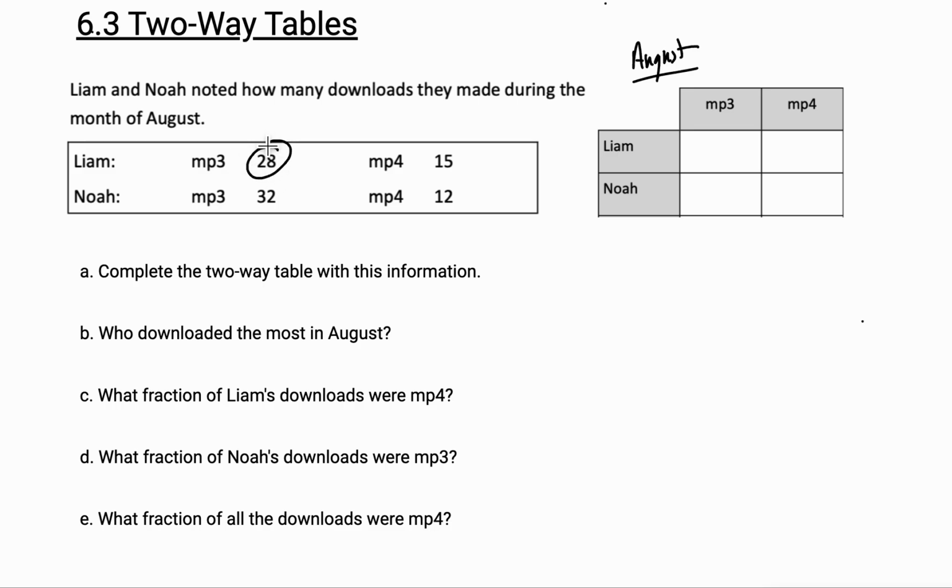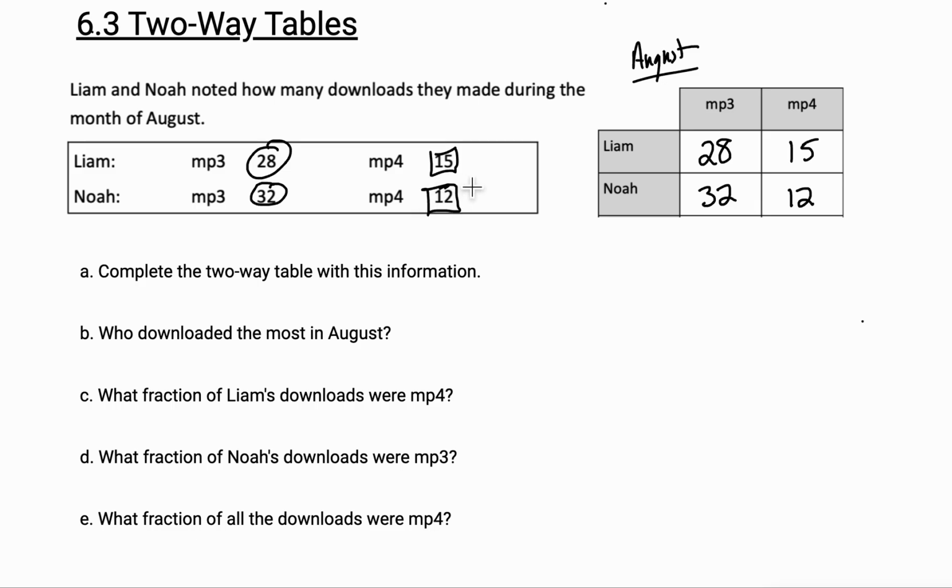So 28 is Liam at an MP3. We're going to find that intersection of Liam and MP3, and that is our 28 for our number. Noah has 32 MP3s, so we're going to put a 32 in that box. Now Liam for MP4 has 15 in his downloads, and Noah had 12 downloads.